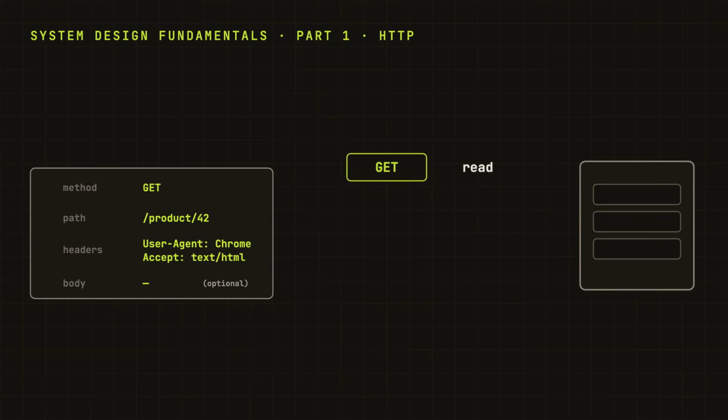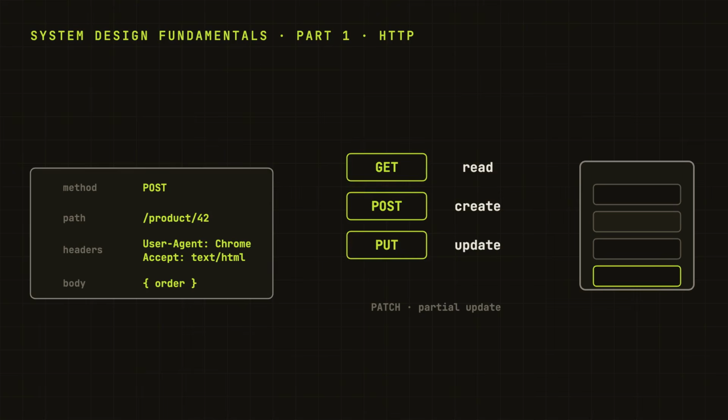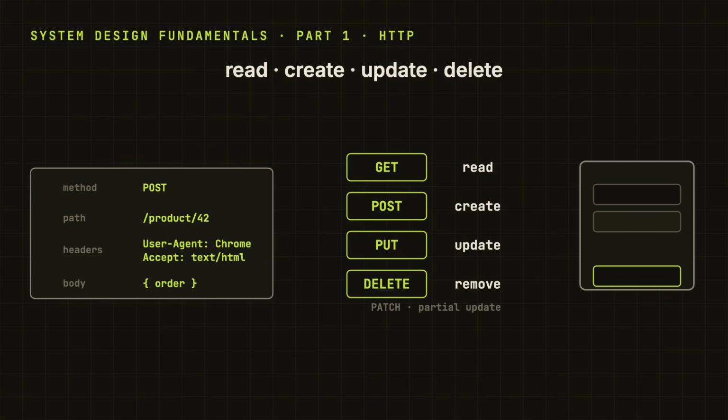The methods are worth memorizing. Get means read something, just fetch it. Post means create something new, like placing an order. Put means update something. And delete means remove something. Read, create, update, delete.